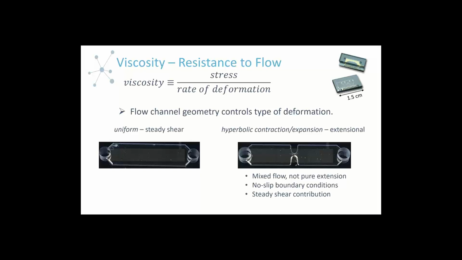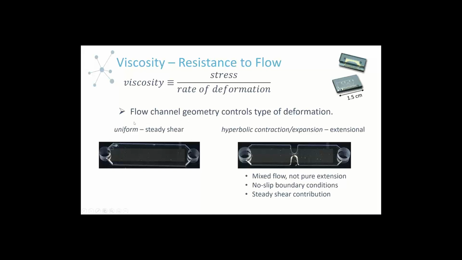This is just a review on the extensional chip in case you haven't seen some of our other webinars or application notes. Viscosity is, in the general sense, the resistance to flow, and specifically it's defined as a stress response to some particular rate of continuous deformation. You can change the type of viscosity you're measuring by changing the type of deformation you're imposing, and this will also result in a different type of stress response.